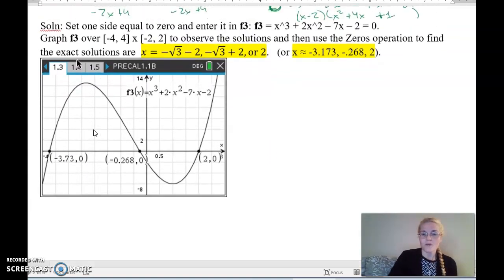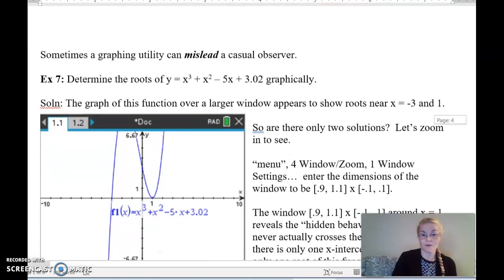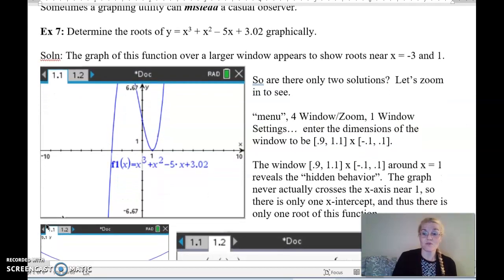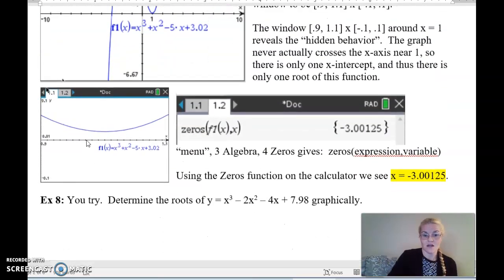So why would we use a graph? Because it helps give us an idea of where the zeros are and what they might look like. Now, sometimes a graphing utility can mislead a casual observer, so be warned. For instance, if you look at this guy, it looks like there's only one solution, but in fact, when we zoom in, there are no solutions right there. There's only 1 zero. This never actually crosses the line.